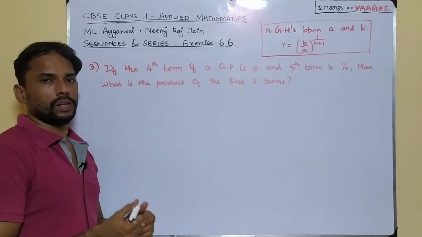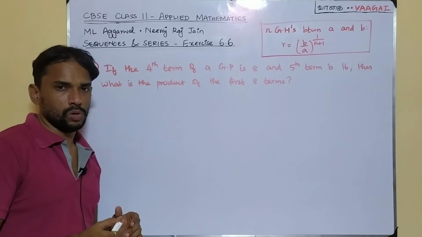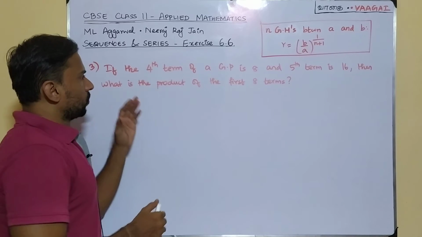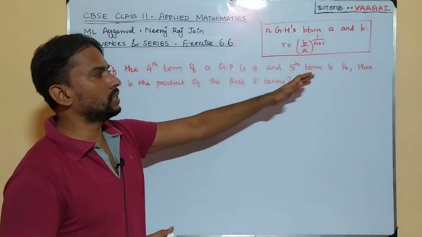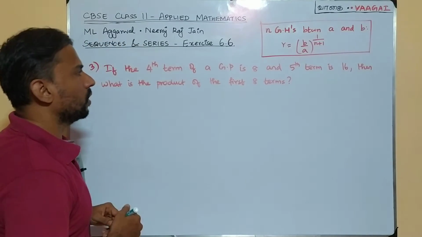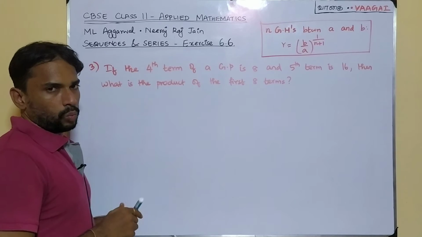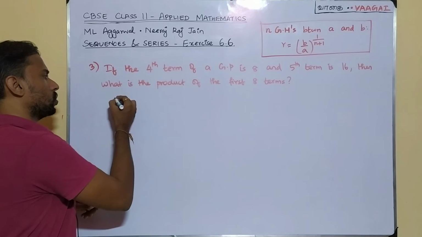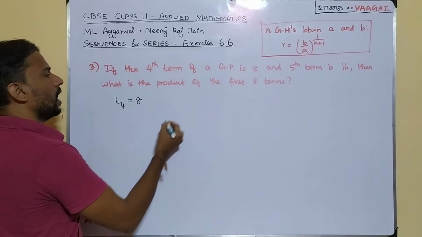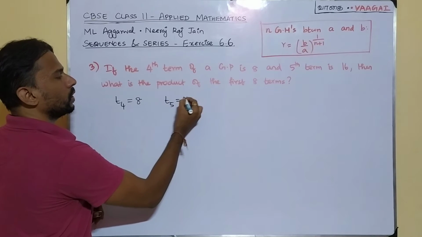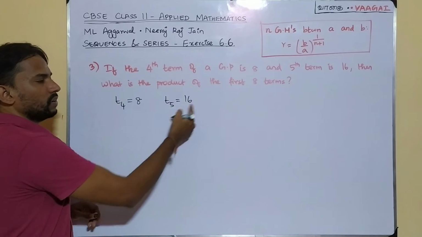Next we have question number 3. This is very similar to question number 2. We'll see the question. If the 4th term of a GP is 8 and the 5th term is 16. Note down, we have got 2 things given in the question. There is a GP whose 4th term T4 is 8, and 5th term T5 is 16.